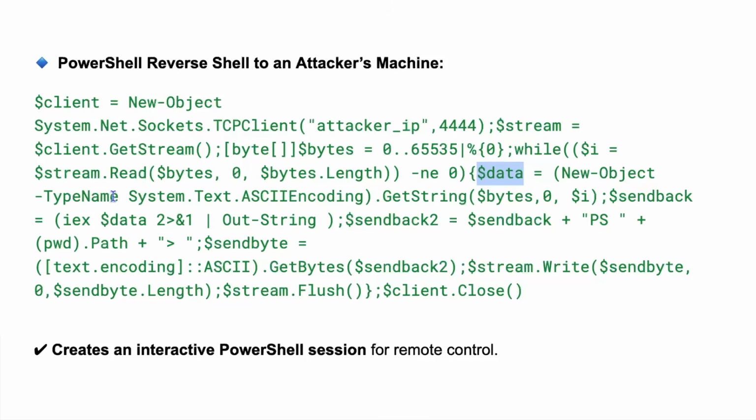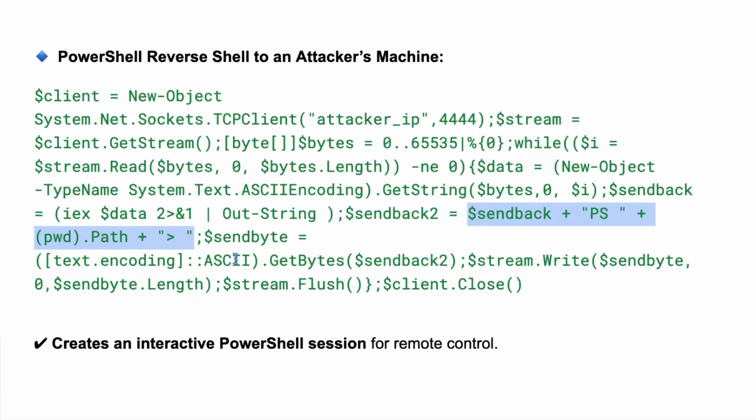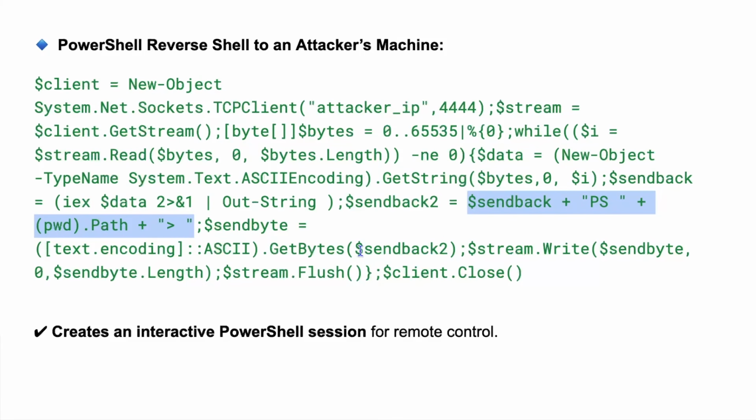We have a new object type, System.Text.ASCIIEncoding. So this first SendBack will do Invoke-Expression of this data, and it's going to be an output string. And then we have the second SendBack that we created that's supposed to be our kind of trickery to try to make it seem like this is legitimate. And then it's going to have the send byte, right? So the stream will actually send those bytes, which sends the output back to the actual attacker. And then finally we have client close and stream flush, meaning it just wipes the stream variable.